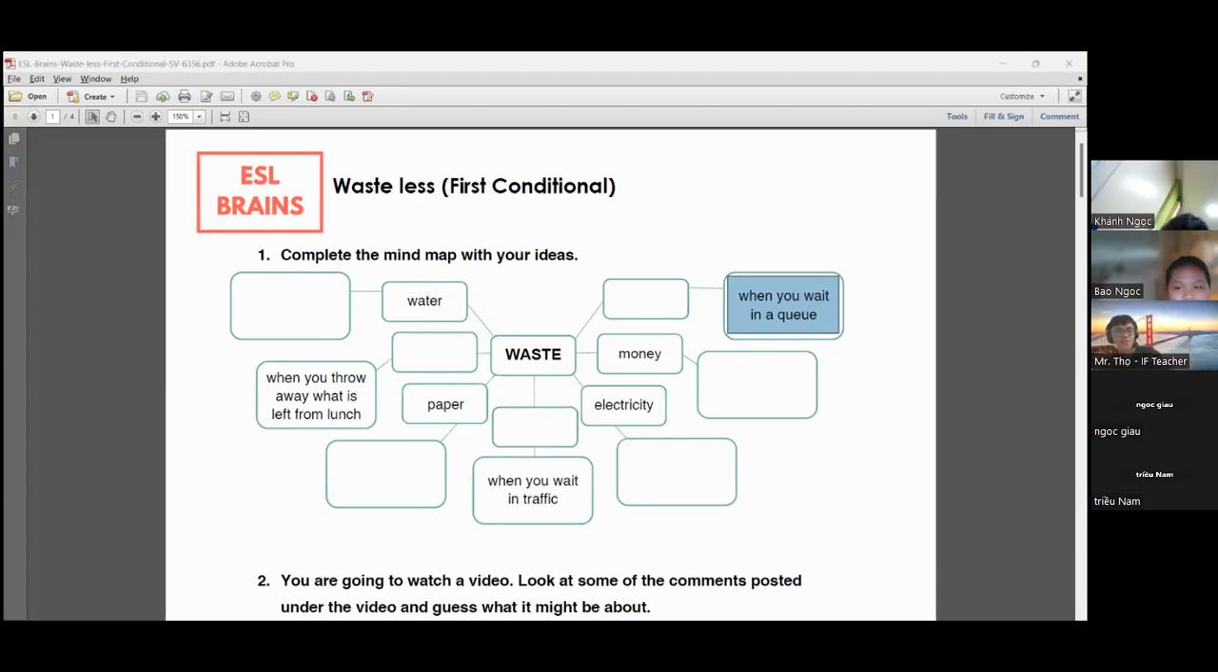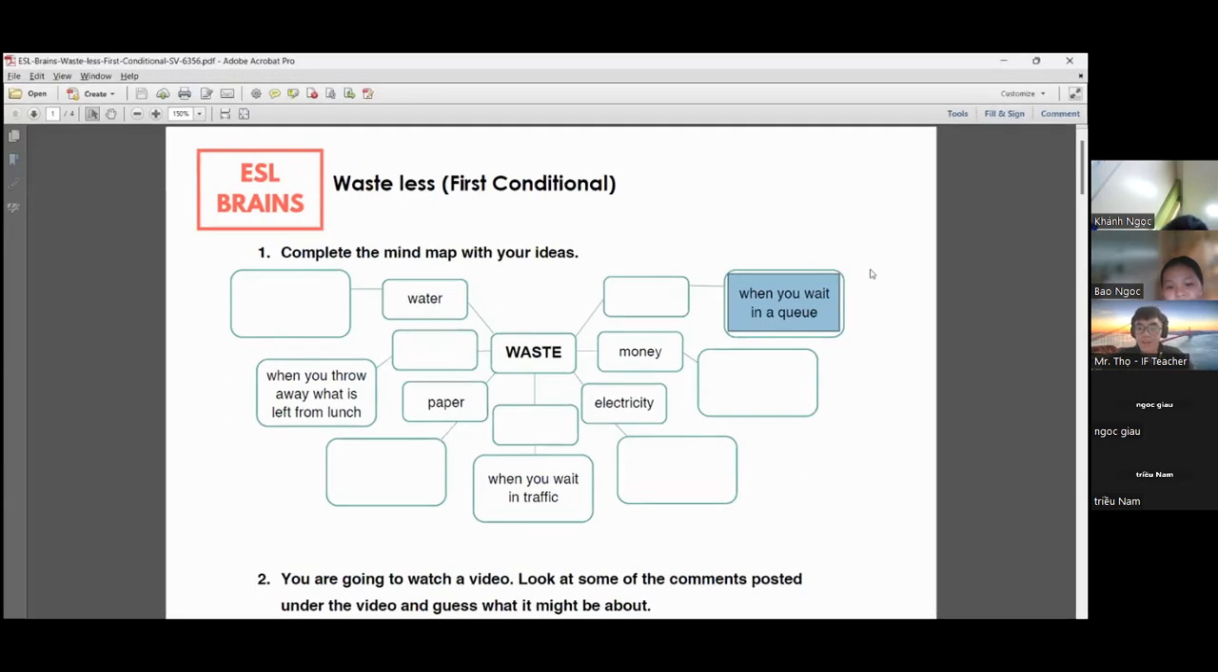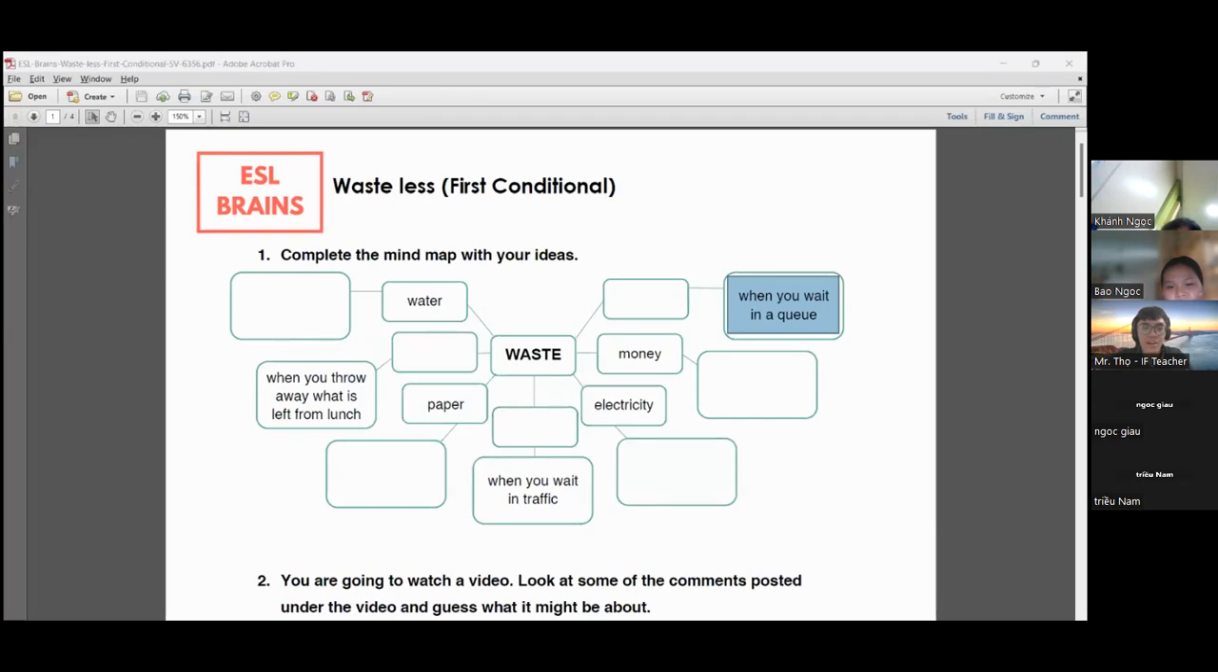Okay, I'm not sure that she's there. But let's get back to the lesson. What do you waste when you wait in a queue? Yeah, can you give me an example?